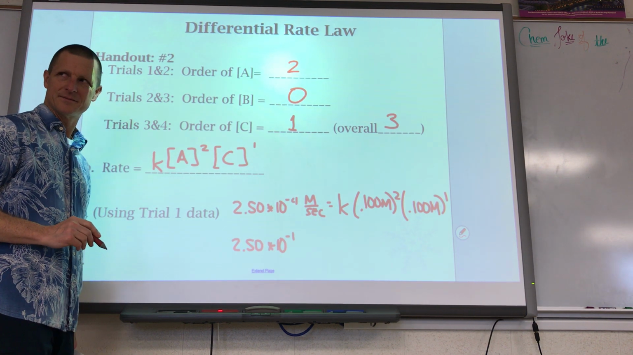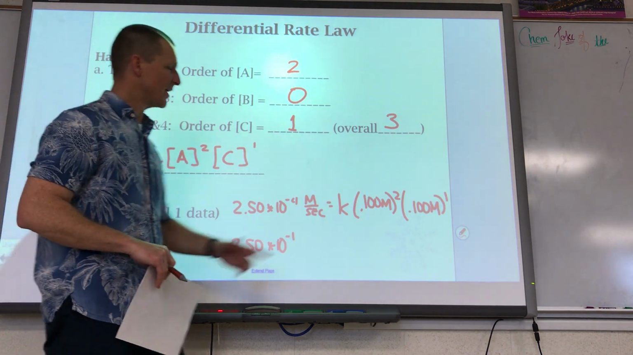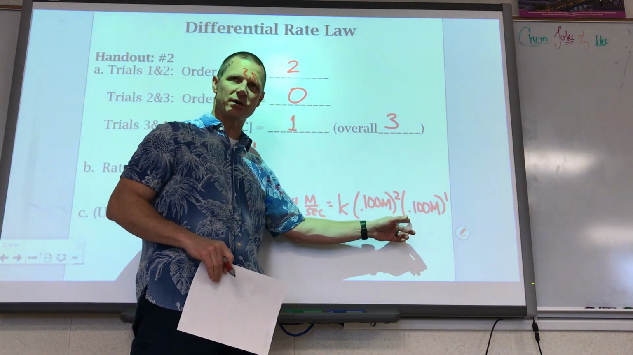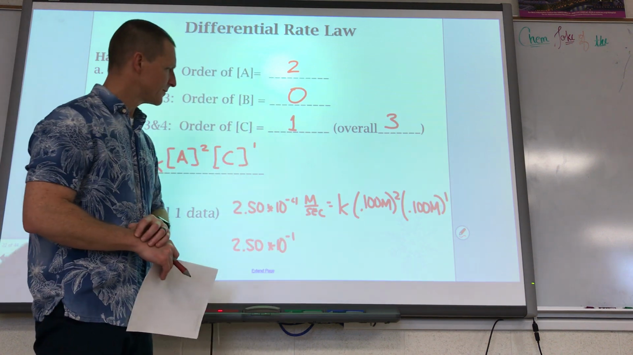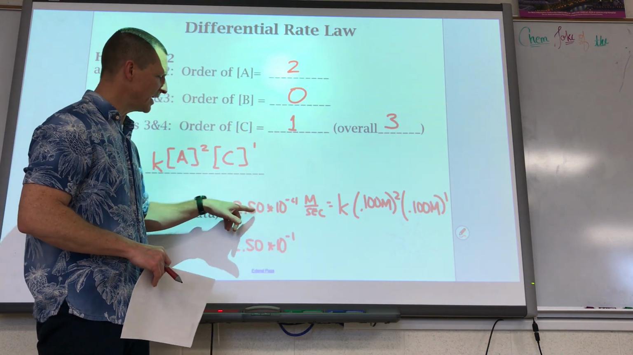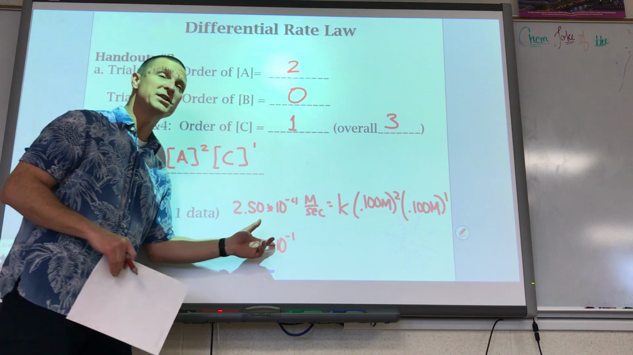See how I did that? That number multiplied by the K is 10 to the negative 3rd. So just divide that out to solve for K. That number divided by 10 to the negative 3rd is that. What's the unit on K?